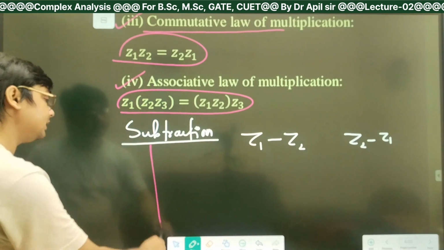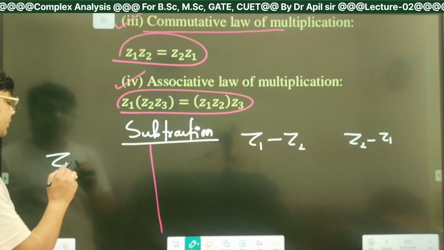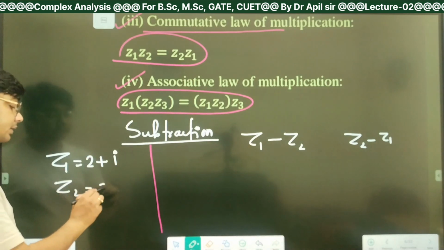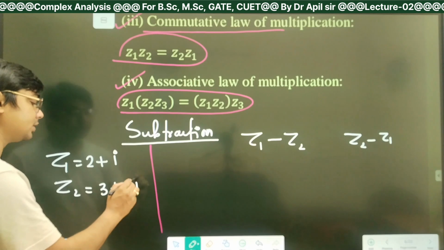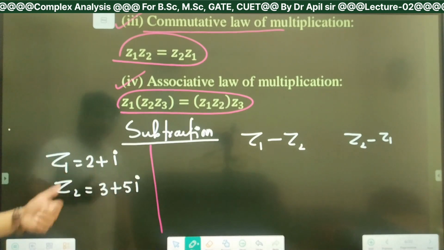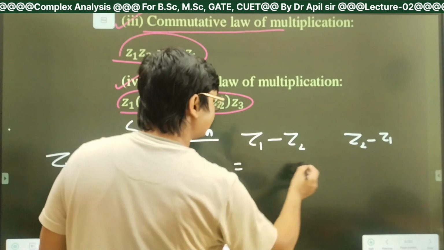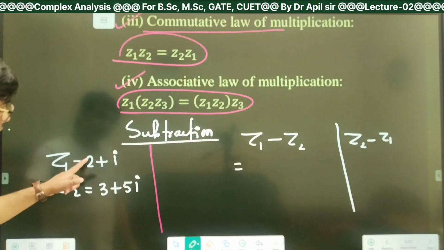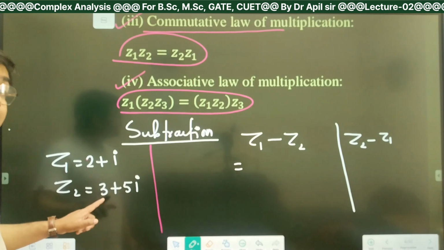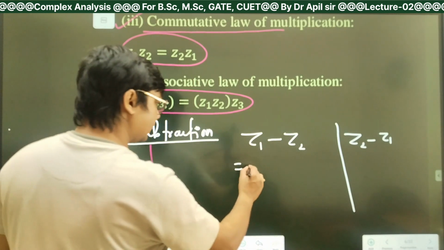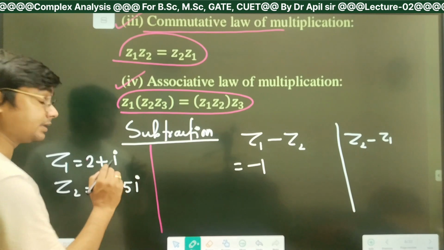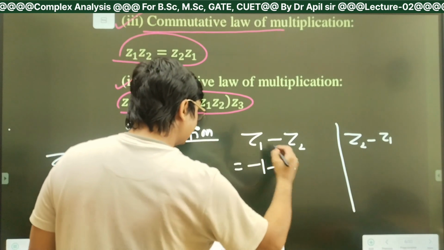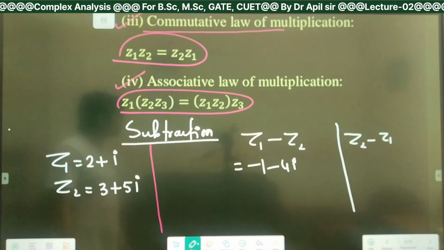Okay, let's verify. Suppose we consider Z1 is 2 plus i, and Z2 is 3 plus 5i. Then what will be Z1 minus Z2? You just check. This will be 2 minus 3, which means minus 1, right? And i minus 5i. That means what we get? Minus 4i. So this is Z1 minus Z2.